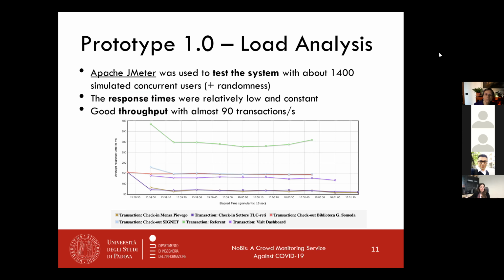From this load analysis, we can see that NoBis has quite low and constant response times, and also showed a good throughput, even with a very low use of the system. This means that NoBis is scalable if you would like to use it in, at least, medium communities.